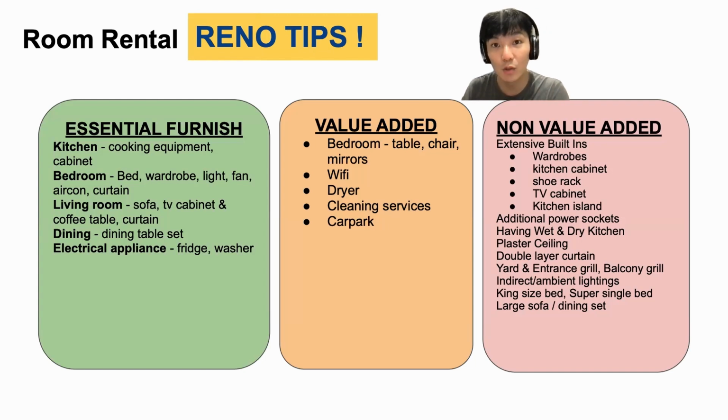For example, expensive built-ins wardrobe, pastel ceiling, grills, and so on and so on, double layer curtain, indirect lightings. Go for the essential. Once you fulfill the essential and the value added, then if you really want to add some more extra things, maybe in the future you want to plan for old stay. Yeah, maybe. Then you start looking into non-value added. But if you don't have the essential things, kitchen cabinet, bedroom, wardrobe, table, chair, the cooking equipments, dining table sets, electrical appliances like dispenser, water heater, aircon, fan, then really don't waste your time and don't waste your money to spend on the non-value added because the return is really not worth it one.